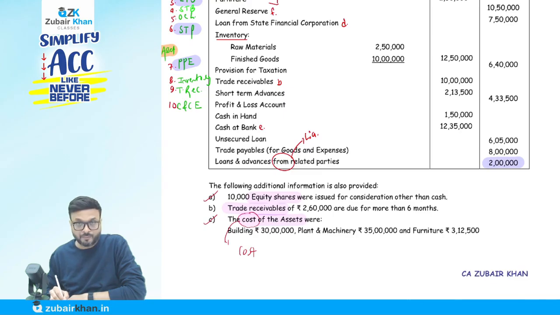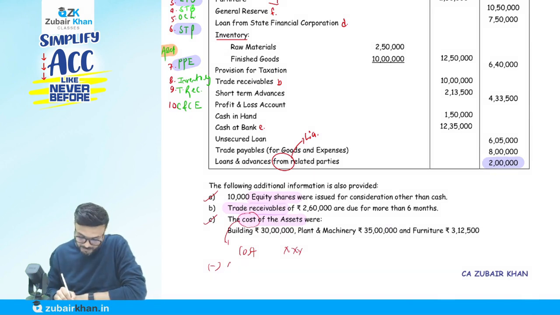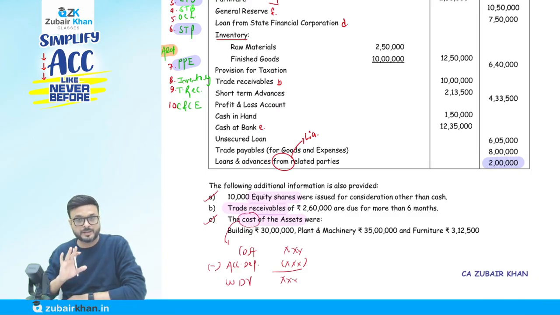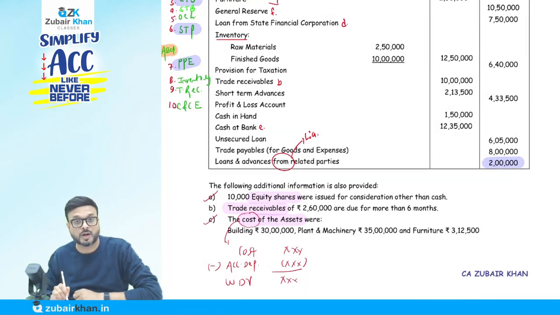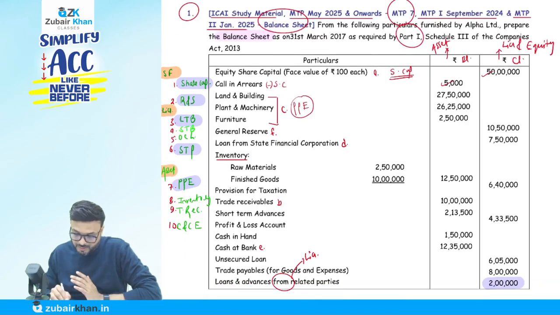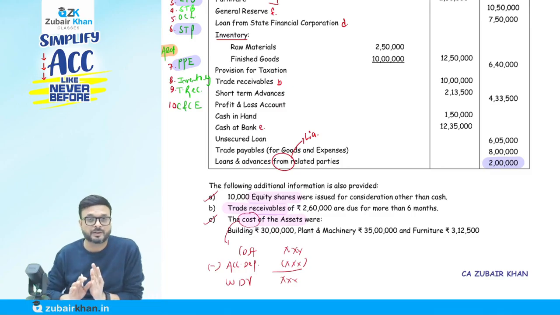Cost, whatever the cost minus whatever I'm writing, you have to write it down in your question bank, in your book: cost minus accumulated depreciation. Whatever figure comes, we call it WDV. Now please understand this point. They have given me additional information, the cost. But in trial balance, they have given land and building 27,50,000. Here they have given me building 30 lakhs. So understand this point here.